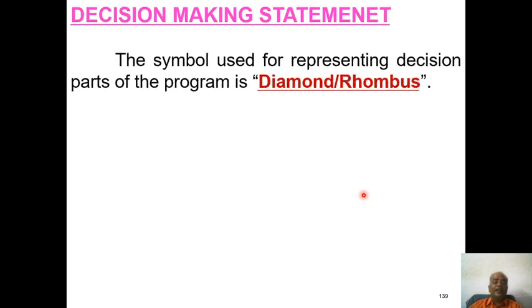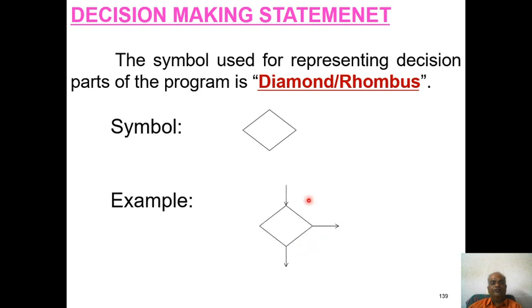Decision making. If any condition comes, it is represented by a diamond or rhombus. Please remember all the notations: oval, parallelogram, rectangle, arrow, and the diamond. For a true or false condition you make use of the diamond. One branch is the true condition, the next is the false condition.